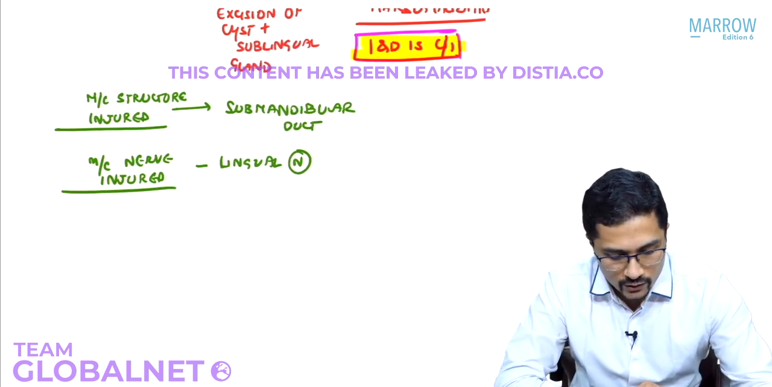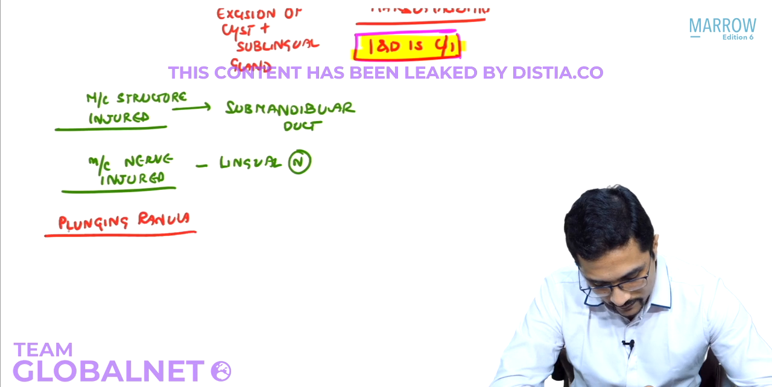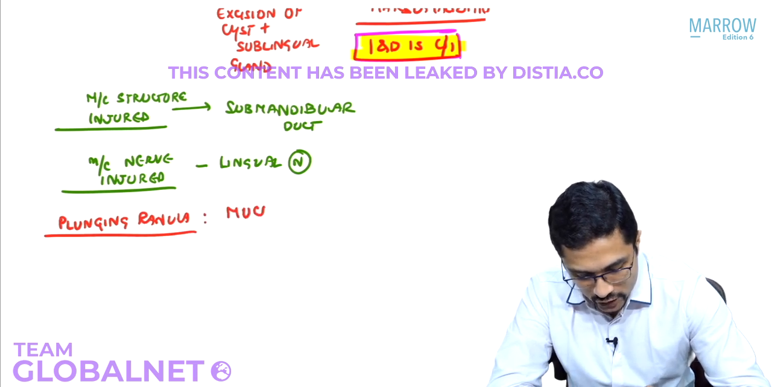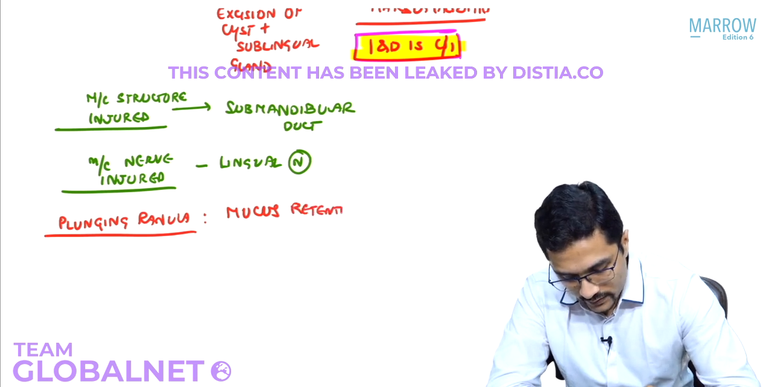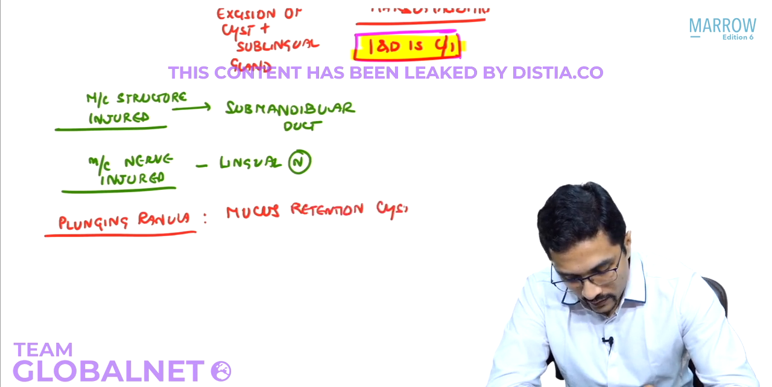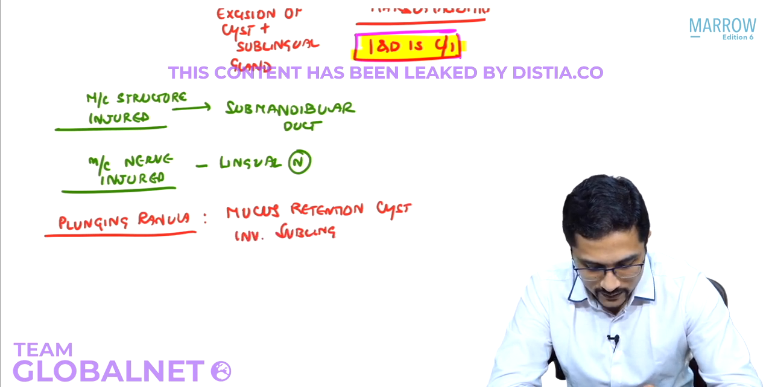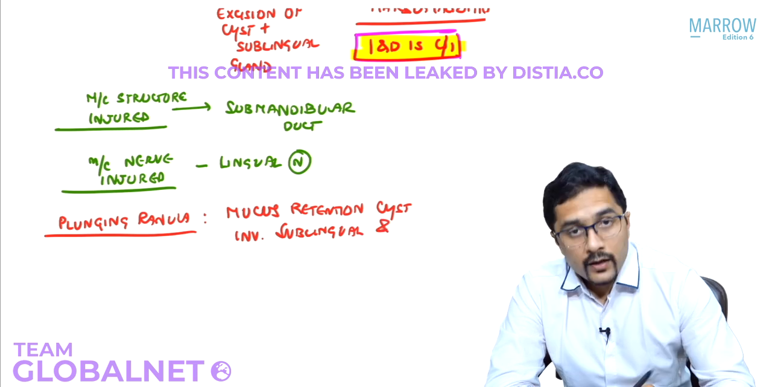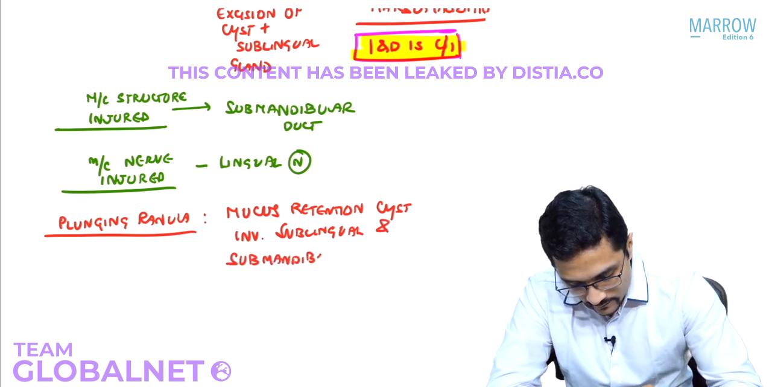Another term which you should remember is a plunging ranula. So a plunging ranula is a mucus retention cyst. Ranula was mucus extravasation. Plunging ranula is a mucus retention cyst involving the sublingual and the submandibular salivary gland.